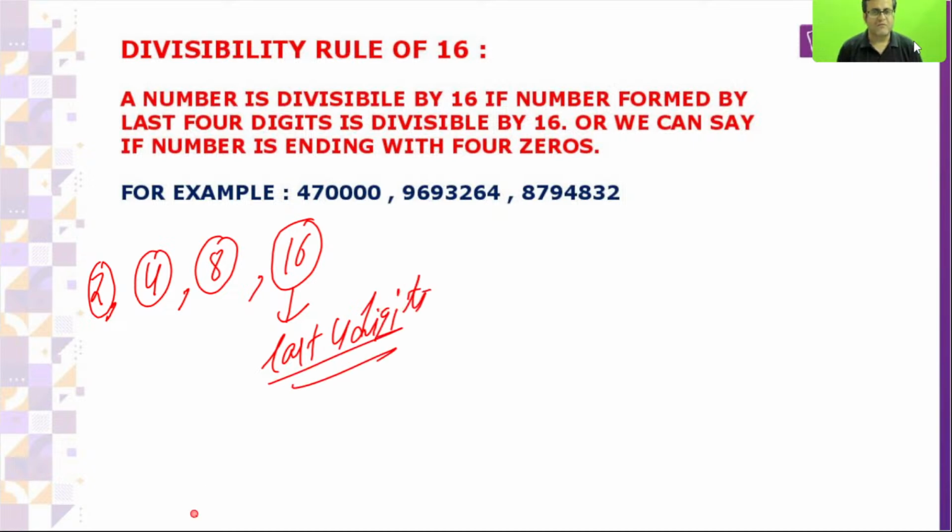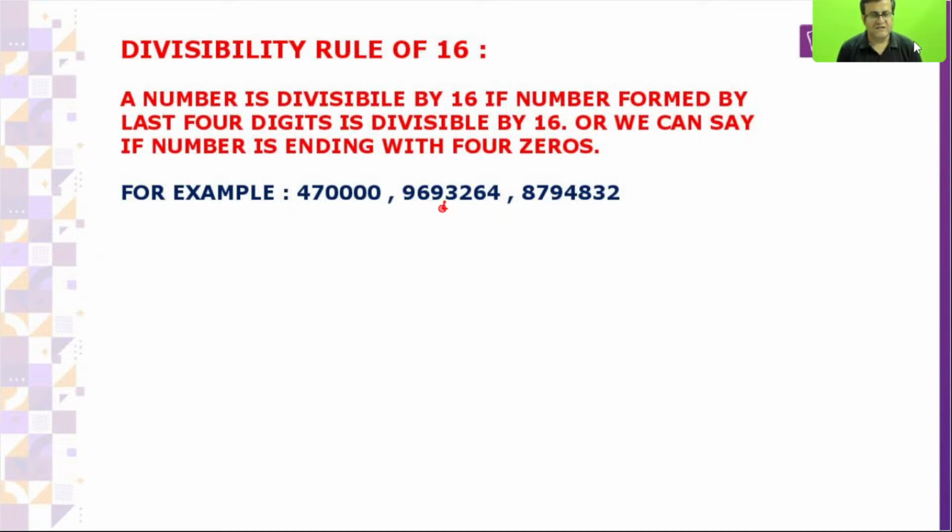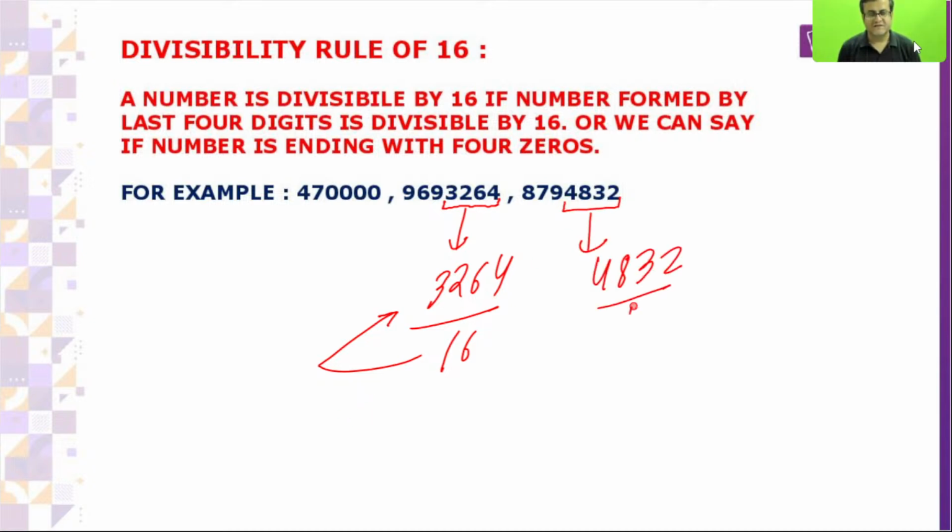The number formed by the last four digits. The number 3264 is divisible by 16. 4832 is divisible by 16. Last four digits are either all zeros, 0 0 0 0, or the last four digits make a number exactly divisible by 16. I expect everyone is clear with the same.